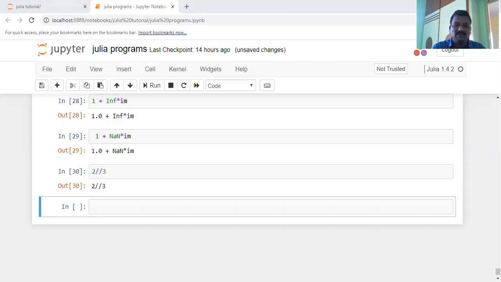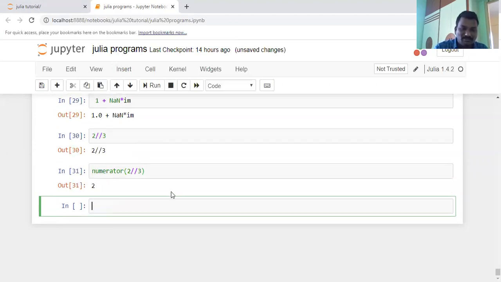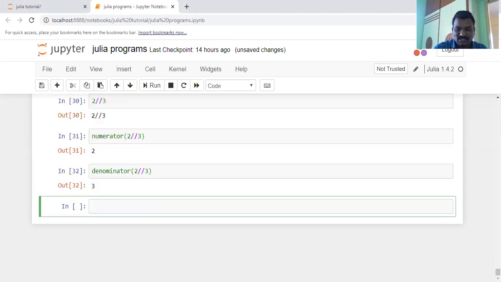I want to get a numerator value. For example, I am taking the same rational number, 2 slash slash 3. For the 2 slash slash 3, numerator is a function. This function is used to get the numerator value of a rational number, the p value. It gives the p of p by q. Similarly we will apply the denominator function. What is the denominator function in this case? Here the denominator function produces the q value of p by q.